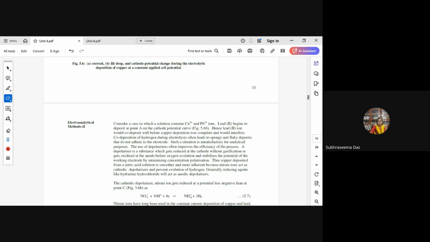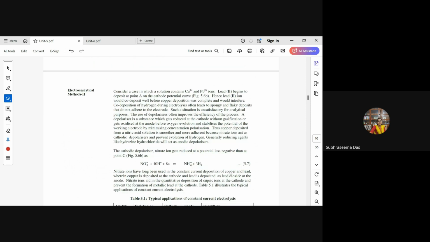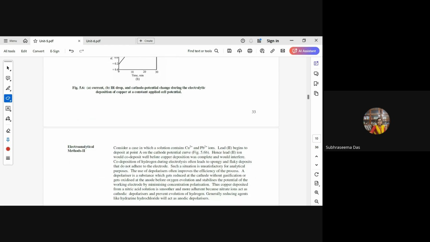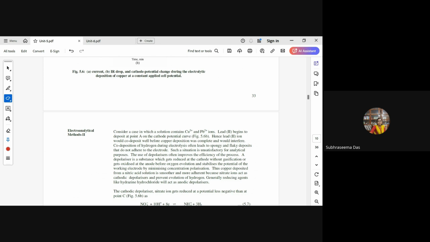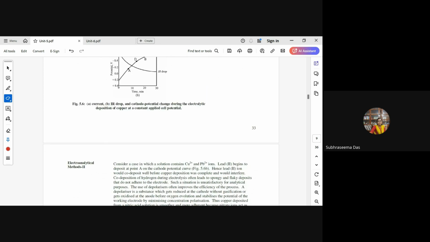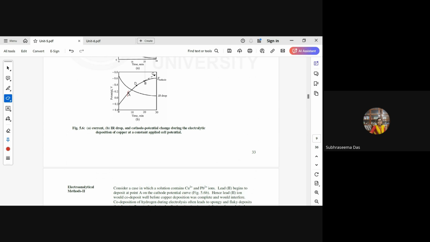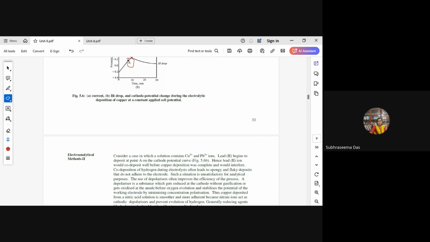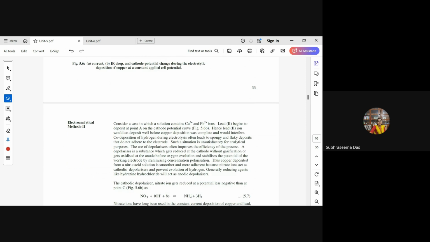Now consider the case of Cu2+ and Pb2+, as shown in figure 5.6b. The lead begins to deposit at point A, as shown here. Hence lead ion would begin to deposit on the cathode potential curve. The lead ion would co-deposit before copper deposition was complete, and thus there would be an interference.